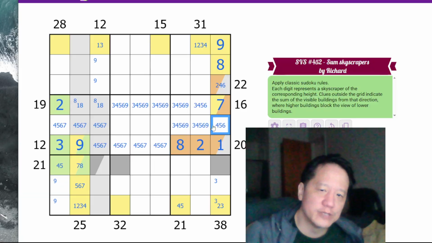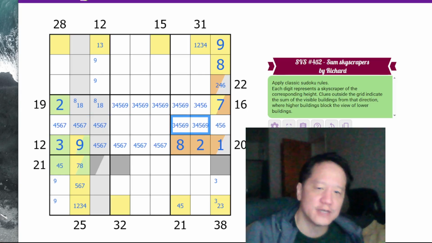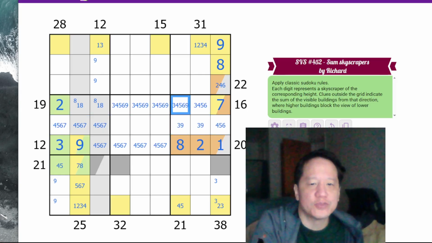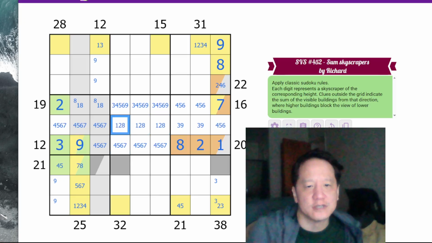At least, anyways, we do have a 4, 5, 6, 7 quadruplet in row 5, which eliminates 4, 5, 6, 7 in the rest of the row. This is the 3, 9 pair, which eliminates 3, 9 in the rest of the box. So that means this is 1, 2, and 8 still. Okay, so this is still the same.